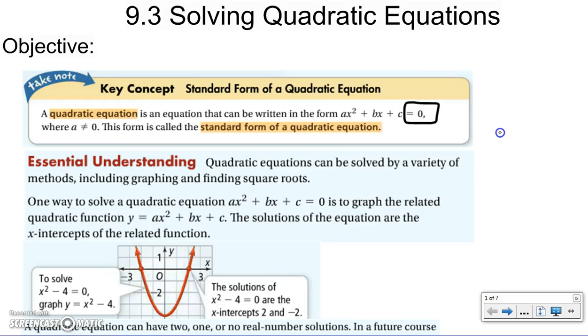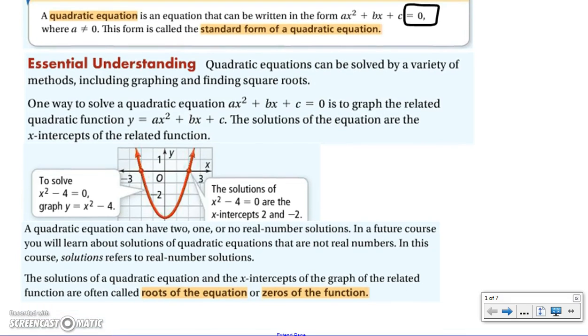When the equation is set equal to 0, that means you need to find the solutions of that equation. So when it's set equal to 0, there are such things as solutions, and we will be finding those. This understanding says that you can solve them by a variety of methods. Today we will look at graphing and finding square roots. So once again, when it's set equal to 0, that means there are solutions.